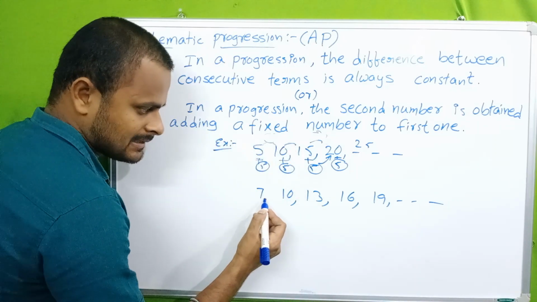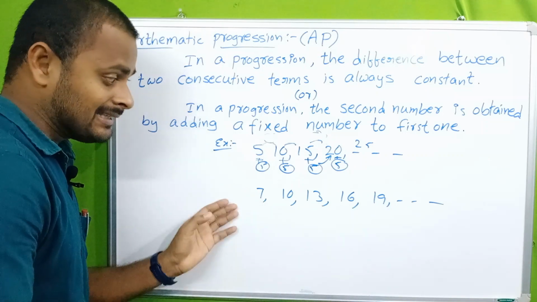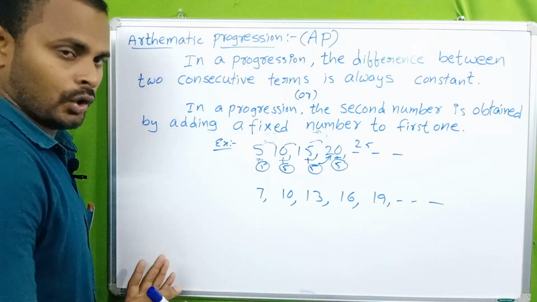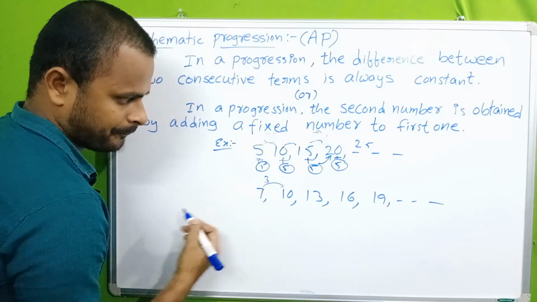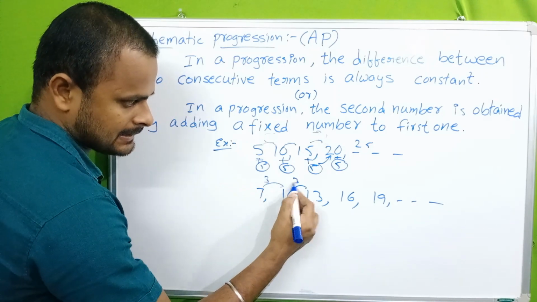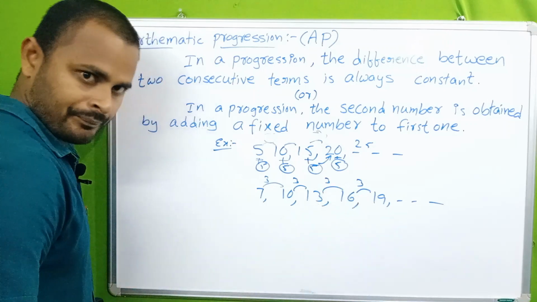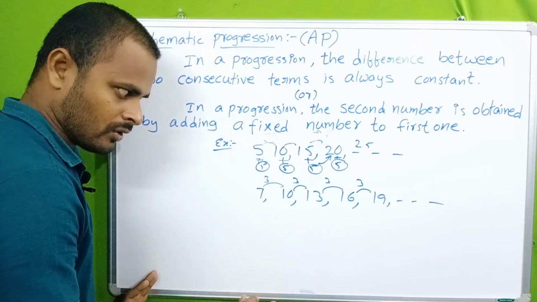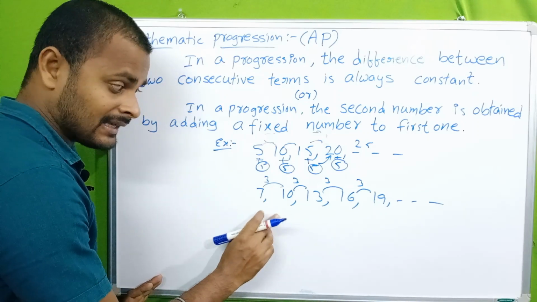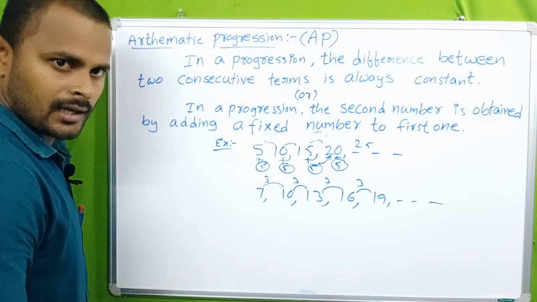For example, 7, 10, 13, 16 and 19, it is a number series. Let us check, is this an arithmetic progression or not. So the difference between 7 and 10 is 3. 10 and 13 is 3. 13 and 16 is 3. And 16 and 19 is 3. According to the first definition, this is an arithmetic progression. Why? Because the difference between the consecutive terms is constant. So that is why this is an arithmetic progression.